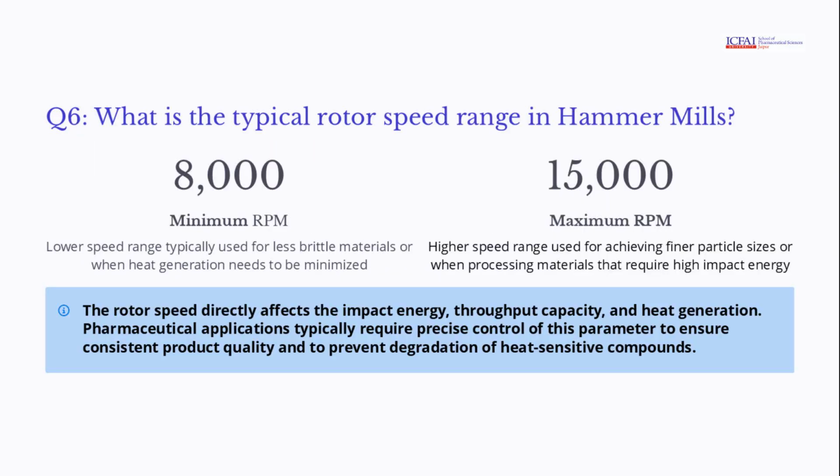Hammer mills operate within a rotor speed range of 8,000 to 15,000 RPM. This range affects impact energy, throughput capacity, and heat generation, ensuring consistent product quality and preventing degradation of heat-sensitive compounds.